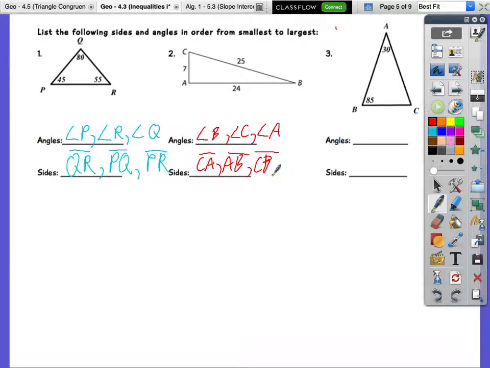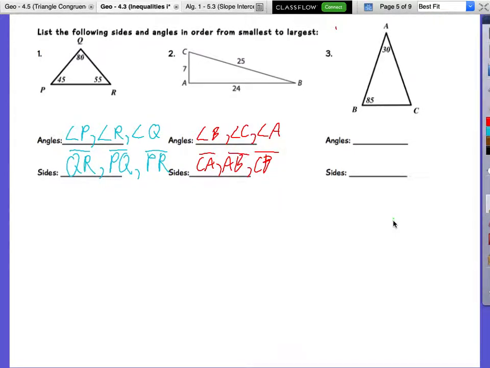Alright, so who can help me out with this next one? With this next one, number 3, Paige. Angle A, angle B, and angle C. Okay, what is the measure of angle C, Paige? 85. Oh, 65. How do we know it's 65, Gracie?